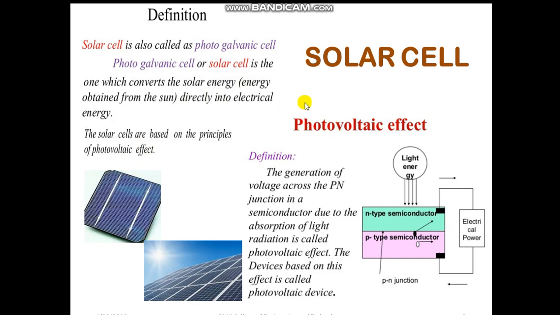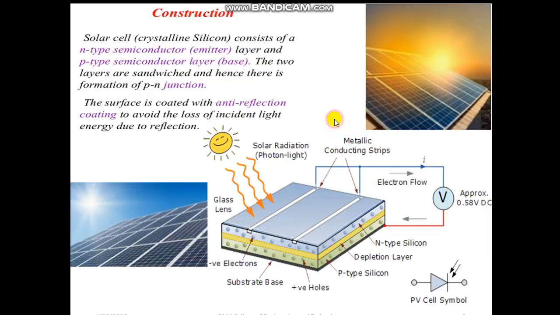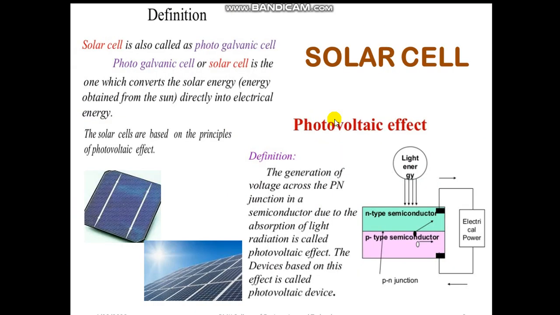The term photovoltaic itself has a meaning. It can be split into two words: photo, which refers to photons, the element of light, and voltaic, which refers to voltage. So the photovoltaic effect is nothing but the input is photons and the output is voltage. The light energy is converted into electrical energy. This is the principle behind solar cells.